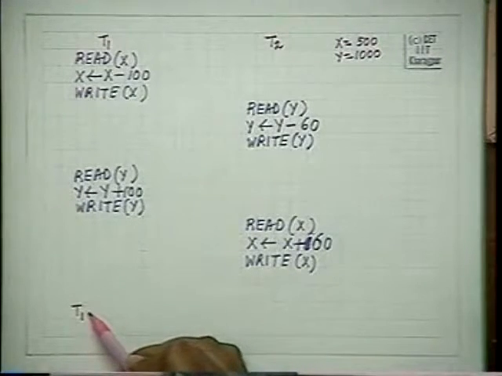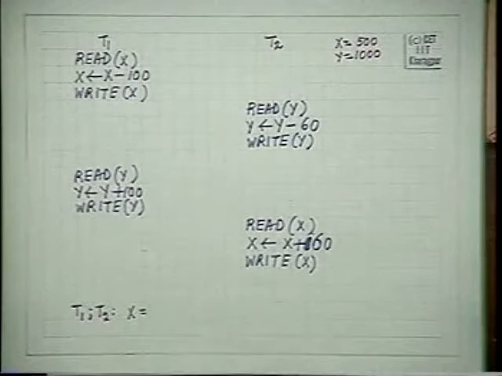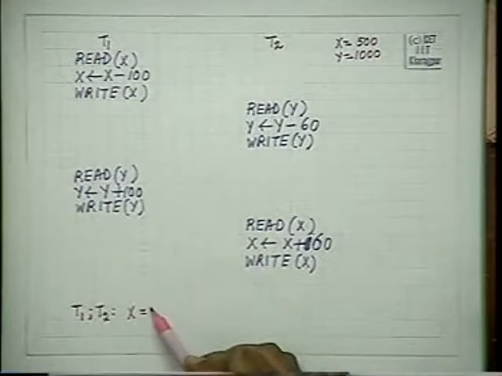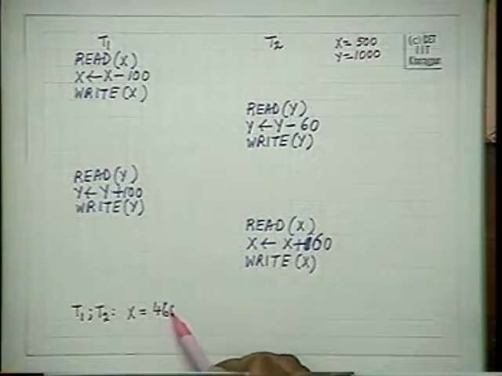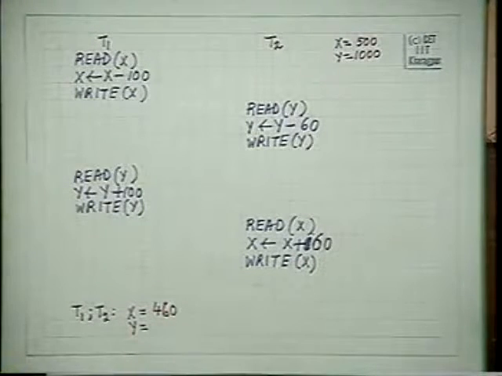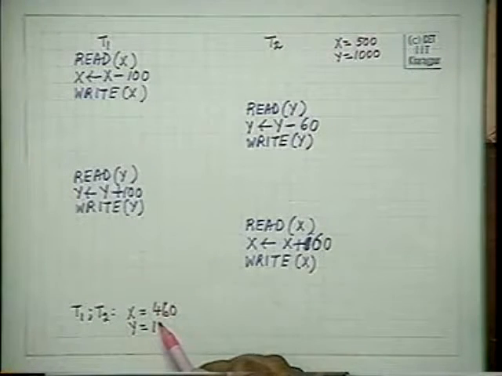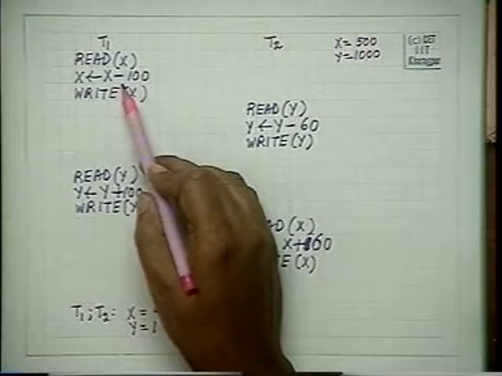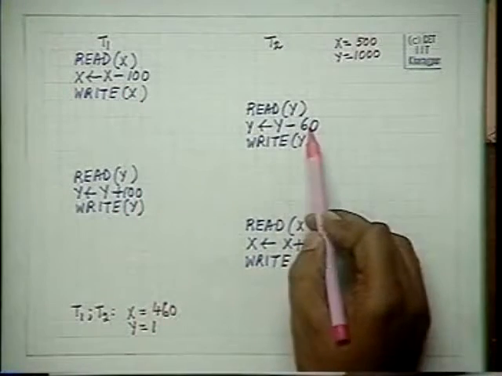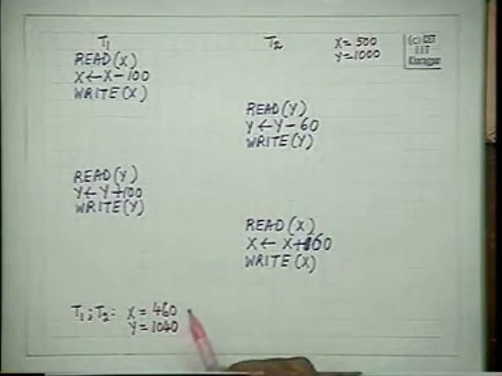So T1 followed by T2 will give x equal to 460 and y equal to 1140. 1000, this is C, 100 will be deducted and 100 will be incremented and 60 will be deducted, so 1040. This is the result.